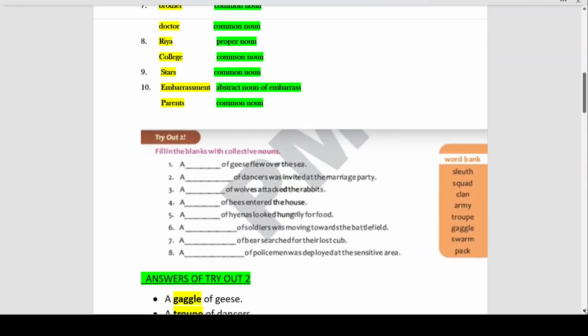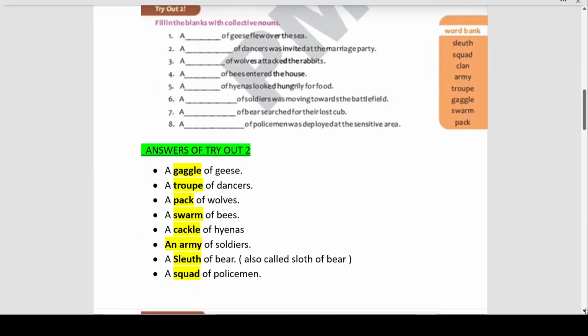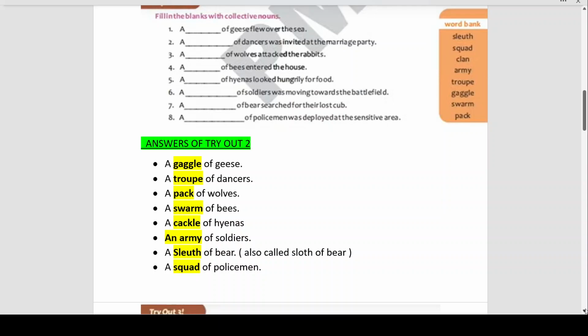Next, you have to memorize these. Prior to this, you have to memorize all these things, like the answers of the previous exercises have to be memorized.